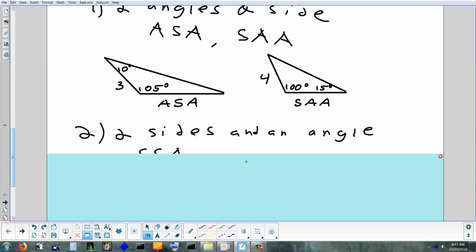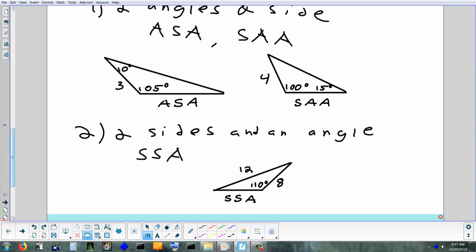So that's one case. And the second case is if I give you 2 sides and an angle. Specifically, it has to be like that. Because there is another way I could give you two sides and an angle. I could do this.